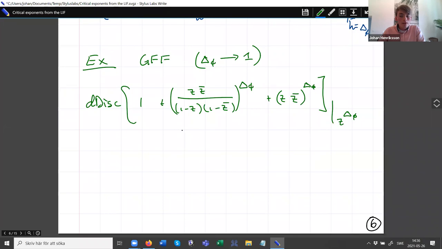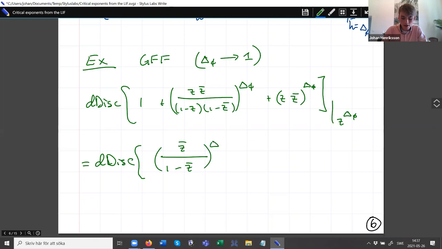As I told you, the double discontinuity is only sensitive to the terms that have a branch cut as z bar goes to one. So only this middle term will survive. And when you take the term proportional to z to the delta phi, the z dependence vanishes. So in the next step, we consider the dDisc of z bar over one minus z bar to the delta phi.